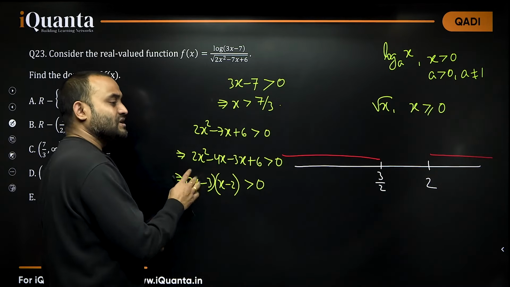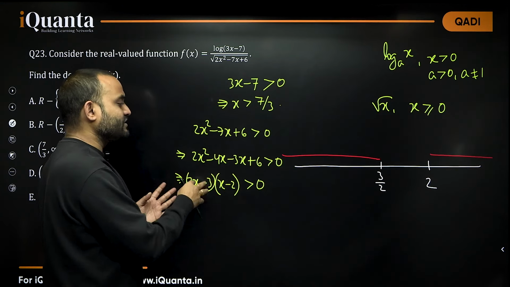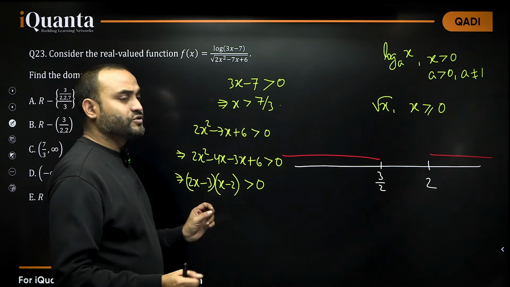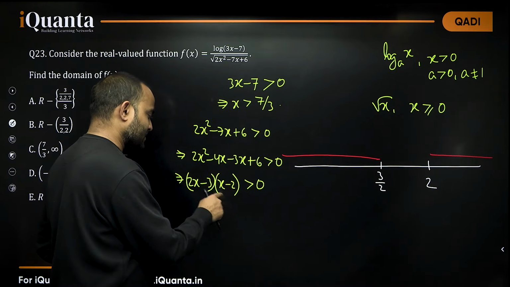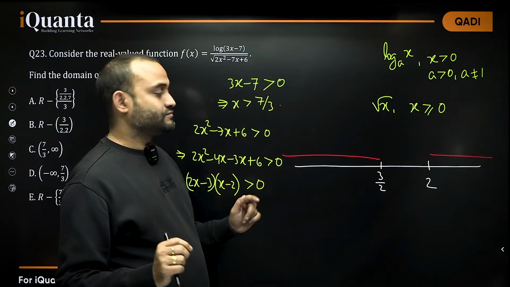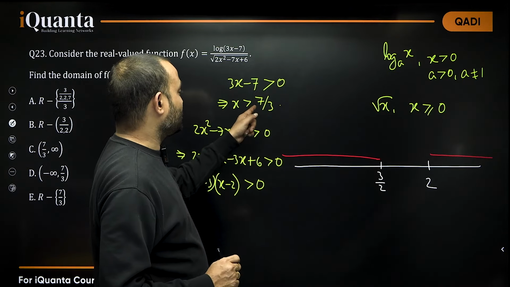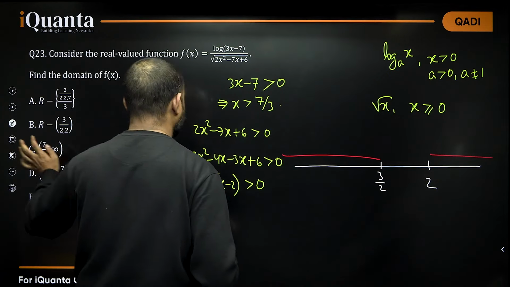Less than 3 by 2, let's take, for example, minus 10. So this will be negative, this will be negative. Negative into negative is positive. If you take a value which is between 3 by 2 and 2, this expression will be negative, this will be positive. Positive into negative is negative, that we don't want. Then we have another value which is 7 by 3. 7 by 3 is greater than 2, right?